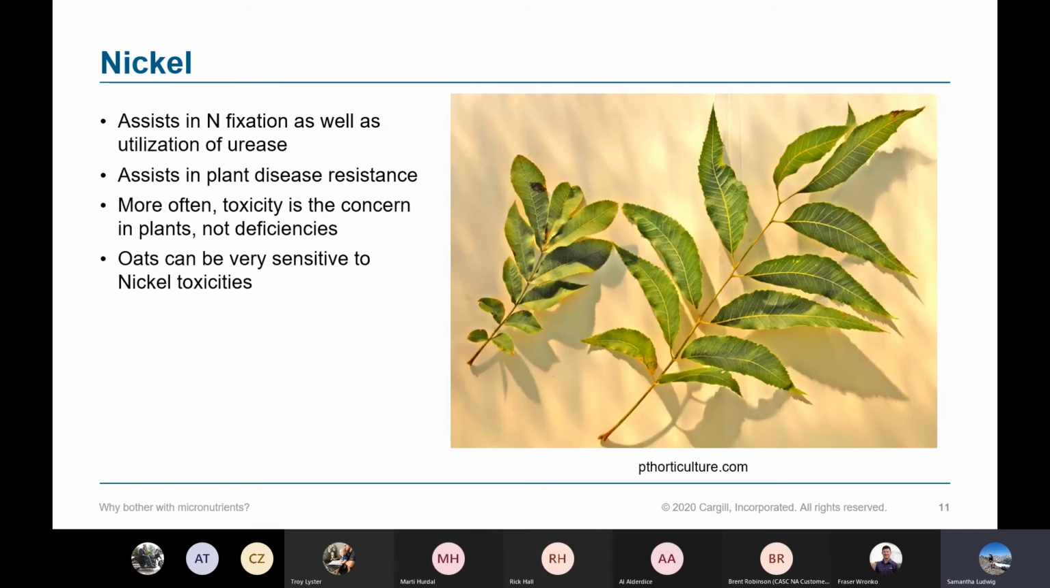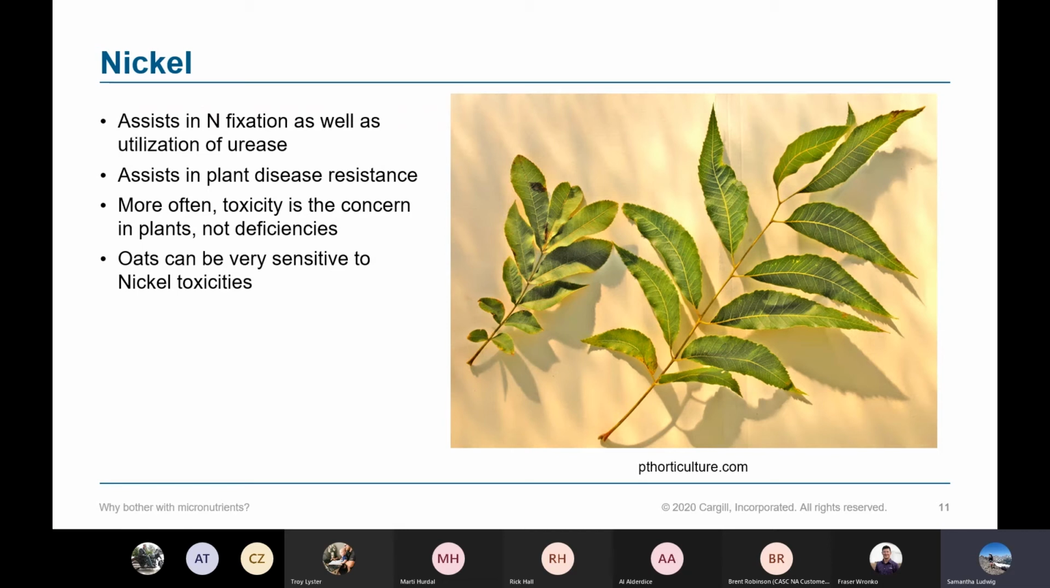And finally, the last micronutrient I'll talk about is nickel. Nickel was only just recently seen as an essential plant micronutrient. It assists in nitrogen fixation as well as the utilization of ureas within a plant. And it assists in plant disease resistance in some cases.